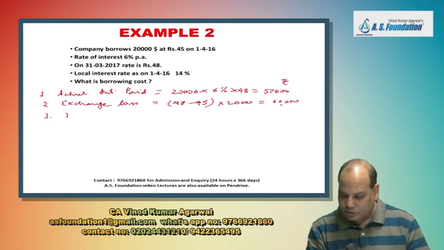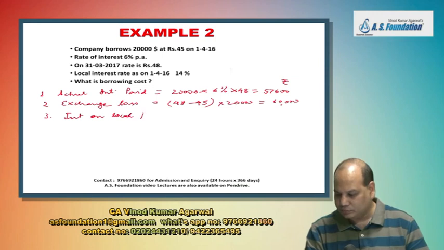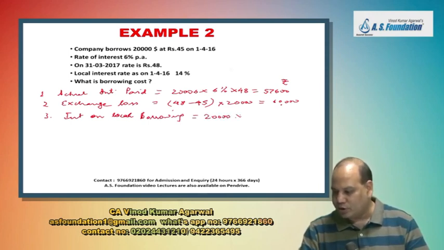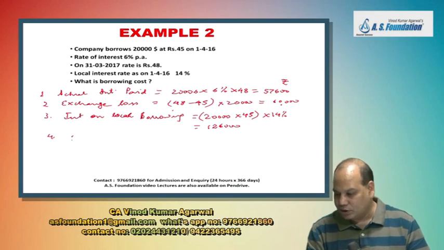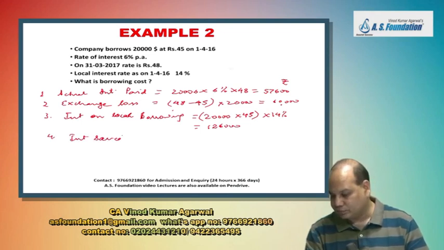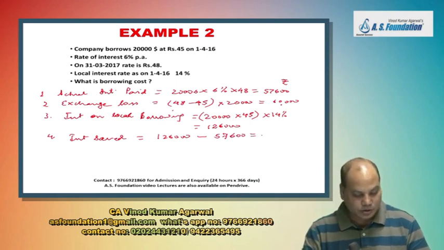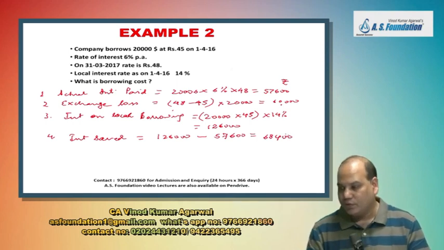Next is interest on local borrowing. How much interest you would have paid had you borrowed in local currency? You need to borrow 20,000 into 45 and then your interest rate is 14%. So that comes to how much? 1,26,000. So how much is your interest saved? 1,26,000 you would have paid in India, but you pay only 57,600 there. So interest saved is 68,400.